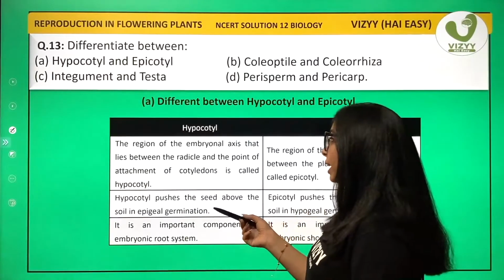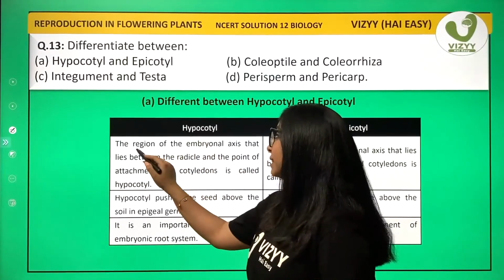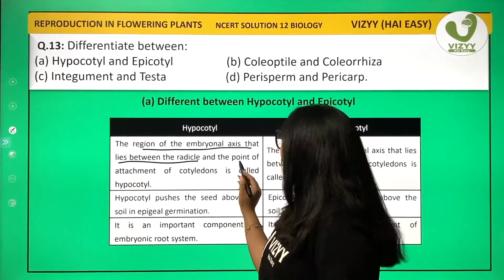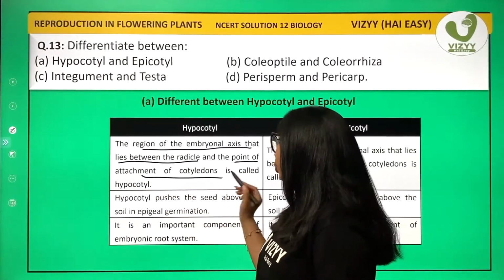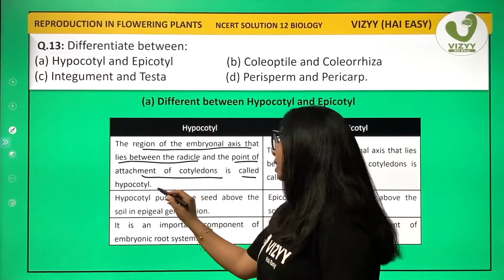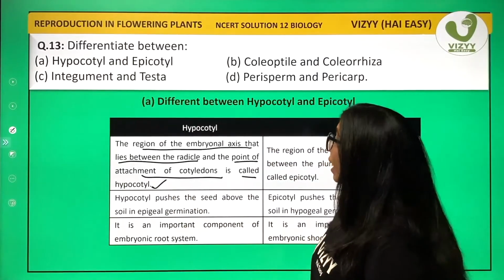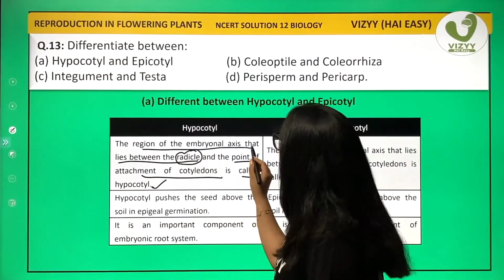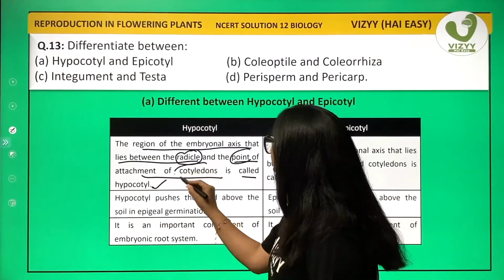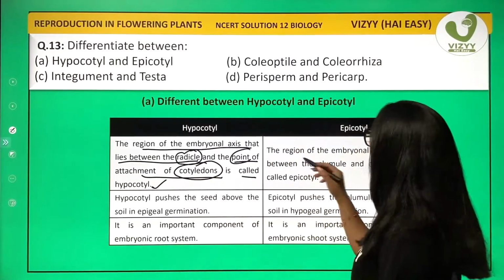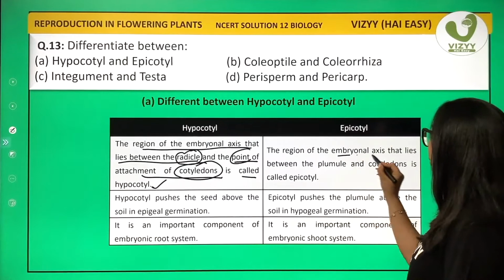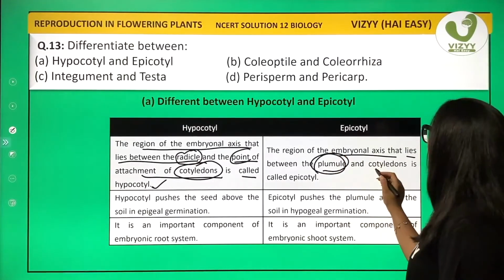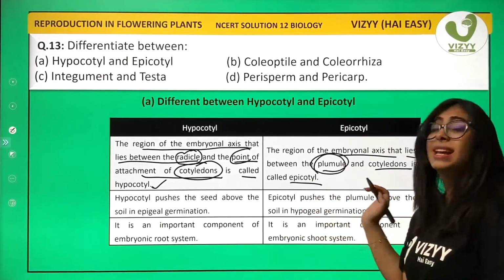So what is hypocotyl? Hypocotyl region is the region of the embryonic axis that lies between the radicle and the point of attachment of 2 cotyledons. What is important over here? Radicle and the point of attachment of the cotyledons. Now, epicotyl is the region of the embryonic axis that lies between the plumule and the cotyledons. This is important.